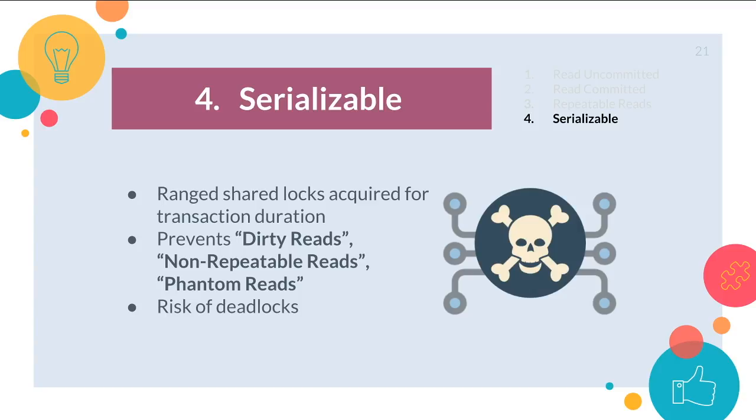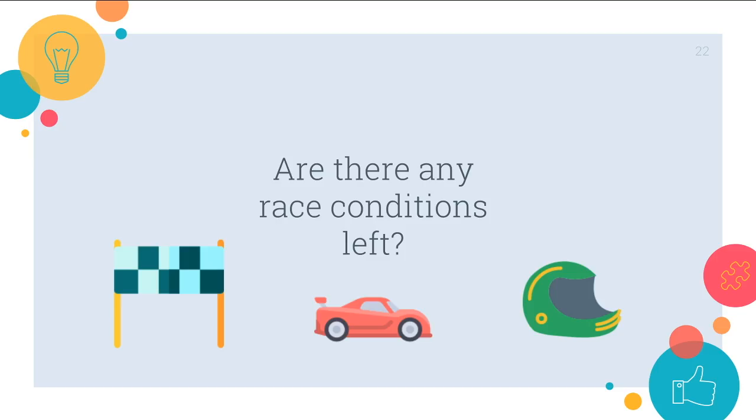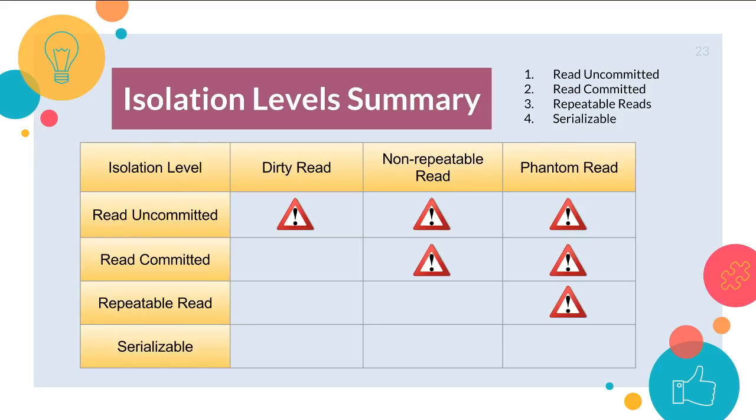Under serializable isolation level, range shared locks are acquired for the transaction duration. None of the above mentioned concurrency issues occur, but performance is drastically reduced, and there is the risk of deadlocks occurrence. So, are there any race conditions left? The presence of race condition depends on the degree of isolation used.